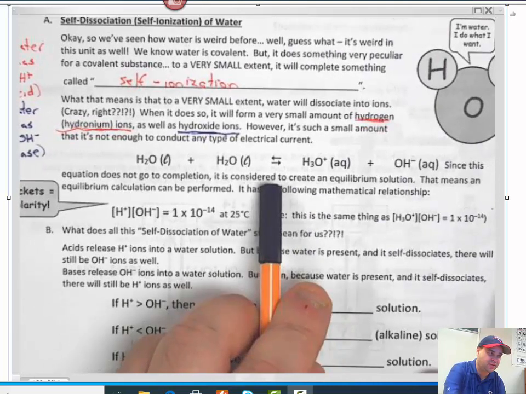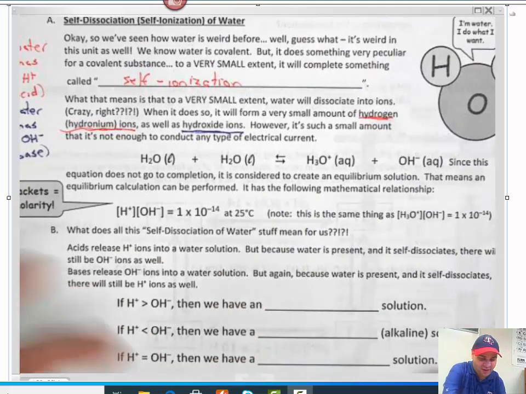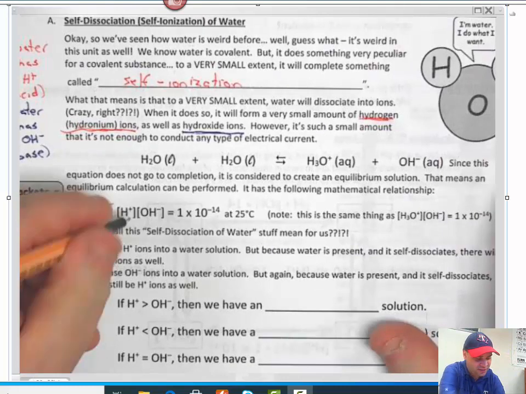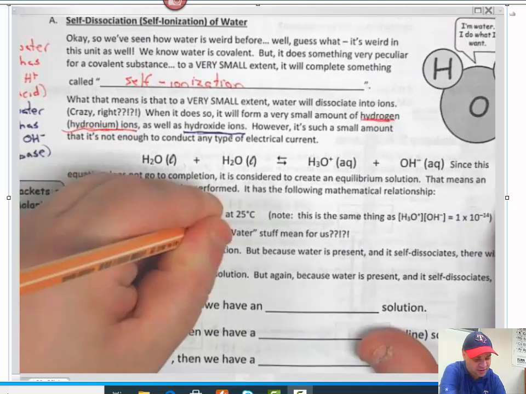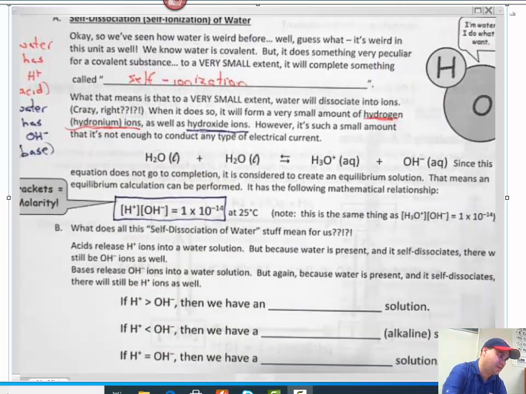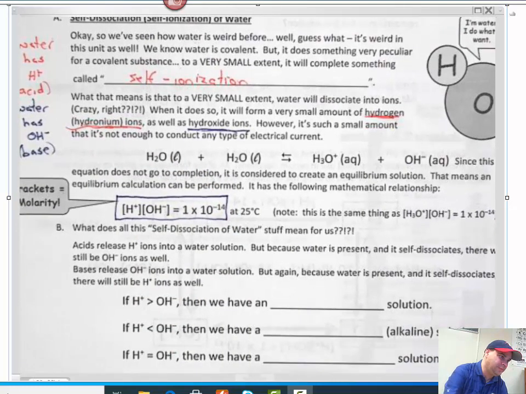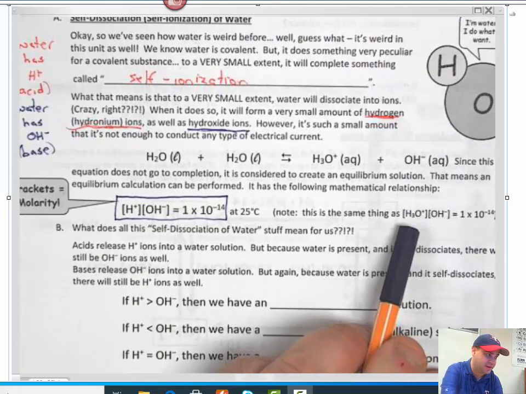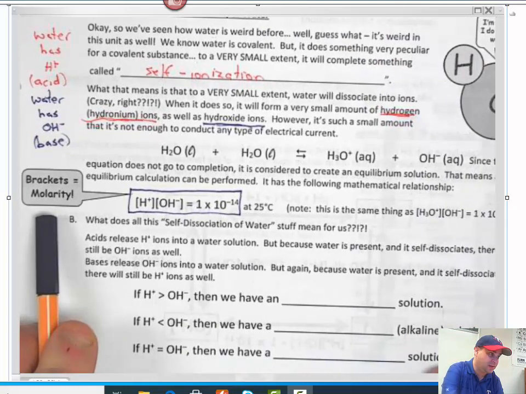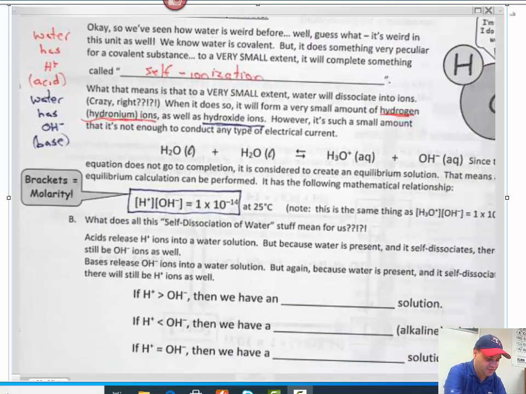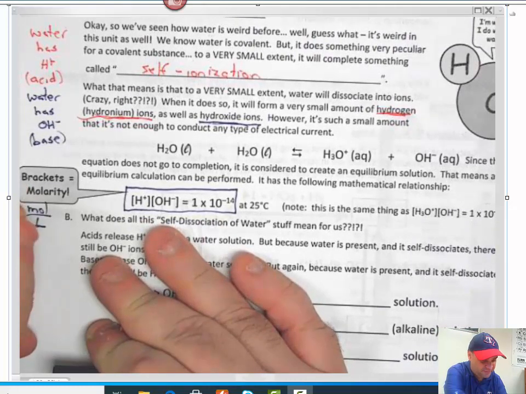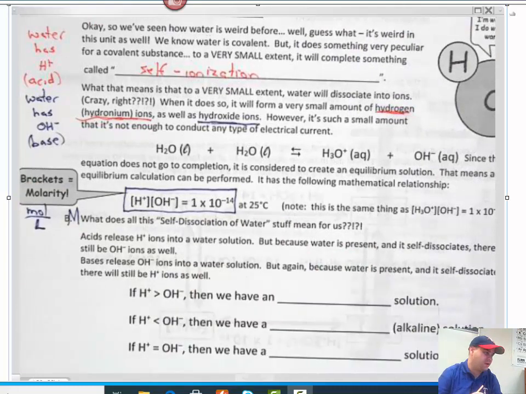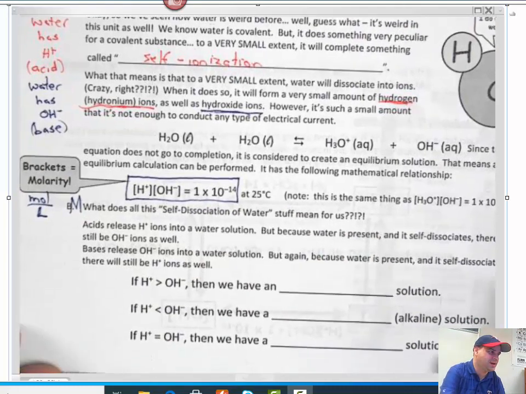So since this reaction is in equilibrium, in AP you learned that you can write an equilibrium expression for this reaction. And the equilibrium expression for this reaction would be [H+] times [OH-] equals 1 times 10 to the negative 14th. Remember, I can replace H plus with H3O plus because those are the same thing. Another thing here is that these brackets mean molarity. Moles per liter, right? Which was also used as the big M.